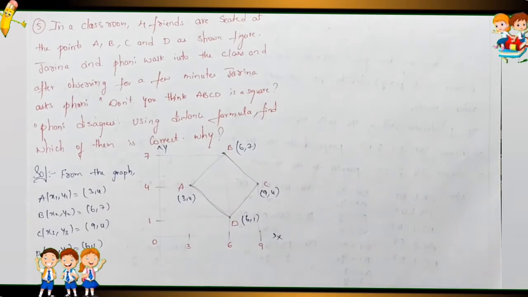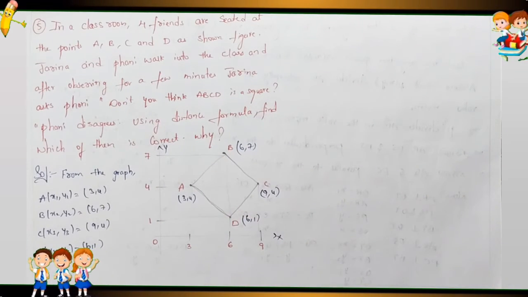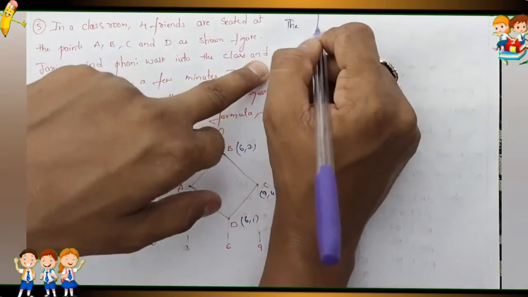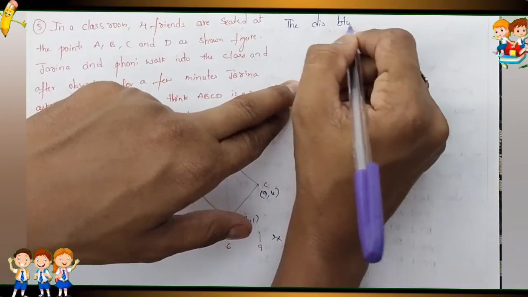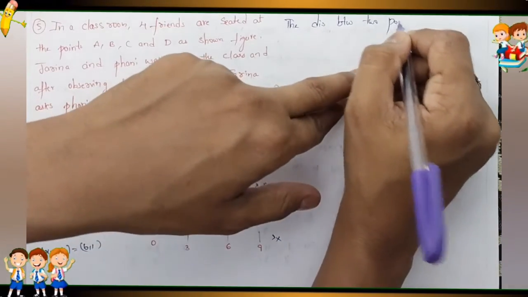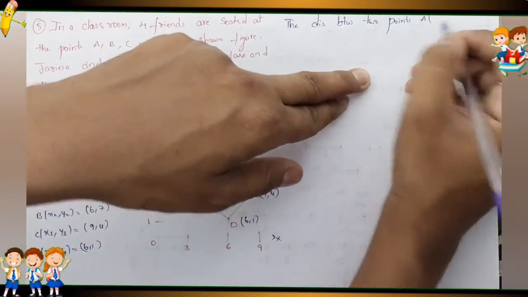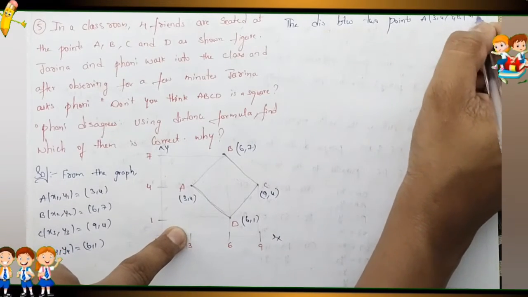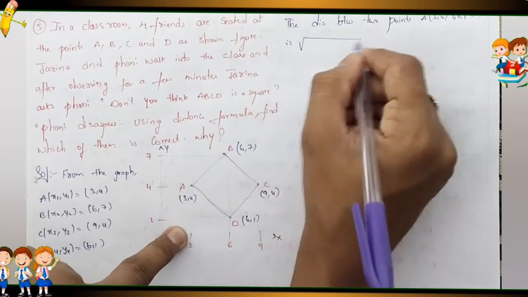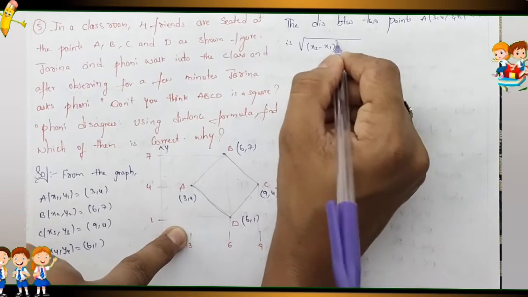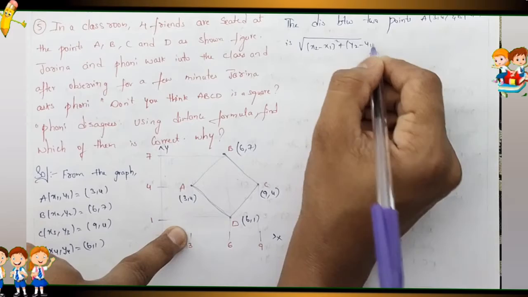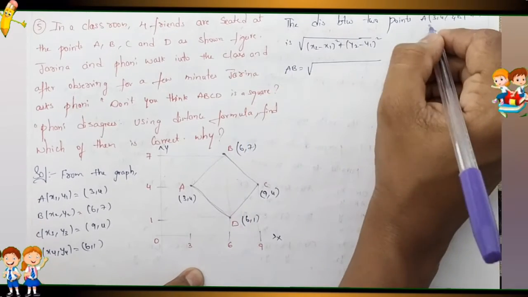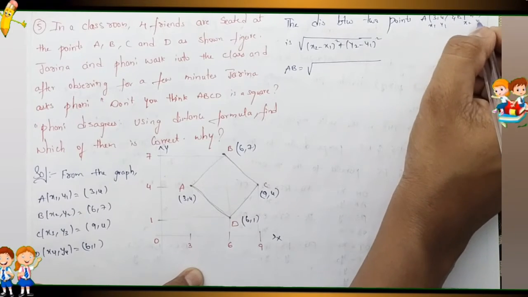Now write down. So what do we have to find next? The distance between AB we can find first. The distance between two points, first A point (3, 4) and B point (6, 7). So what is the formula? Square root of (x2 minus x1) whole square plus (y2 minus y1) whole square. Okay, now AB is equal to the square root of, where this is x1 y1 and x2 y2.